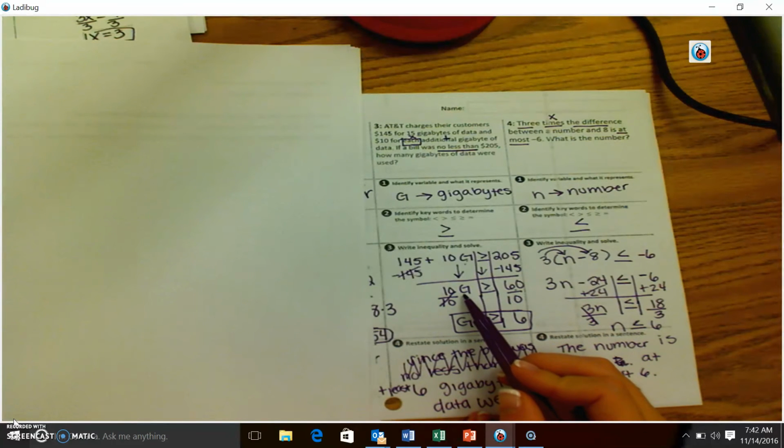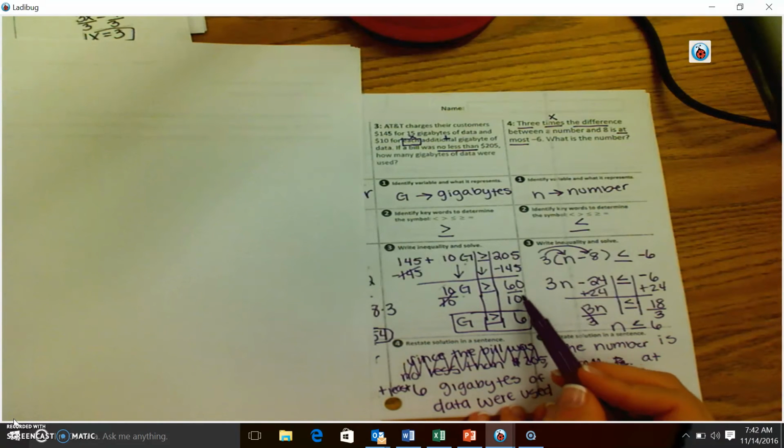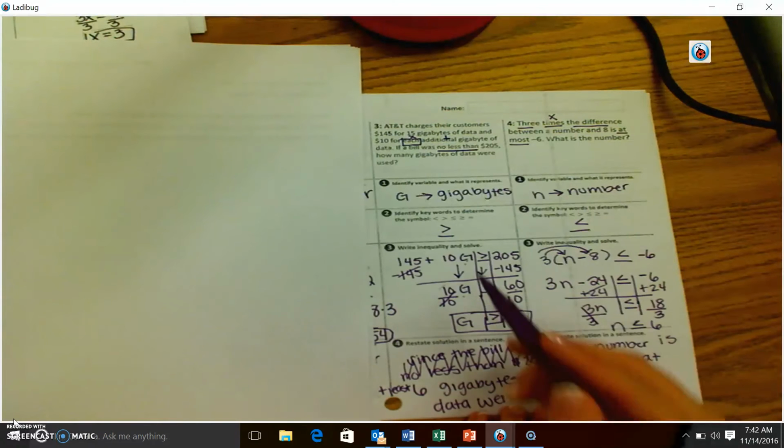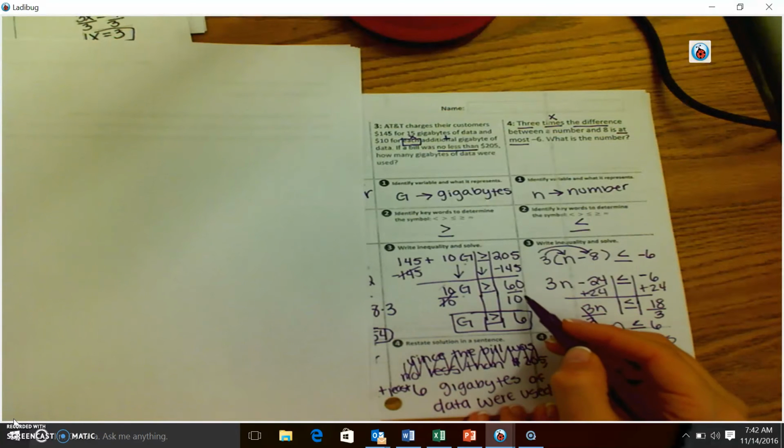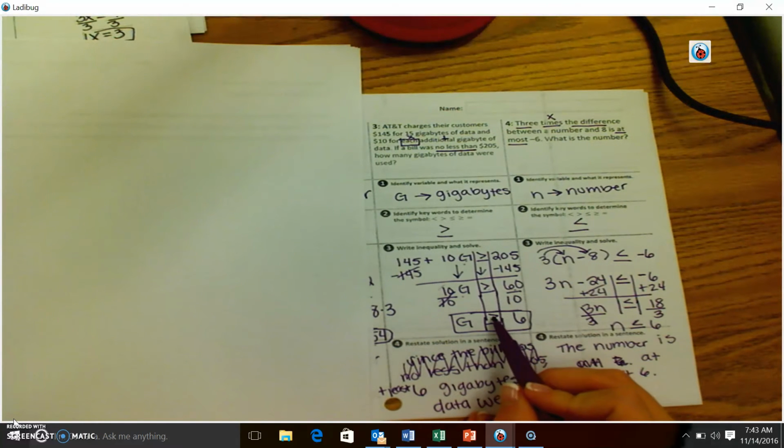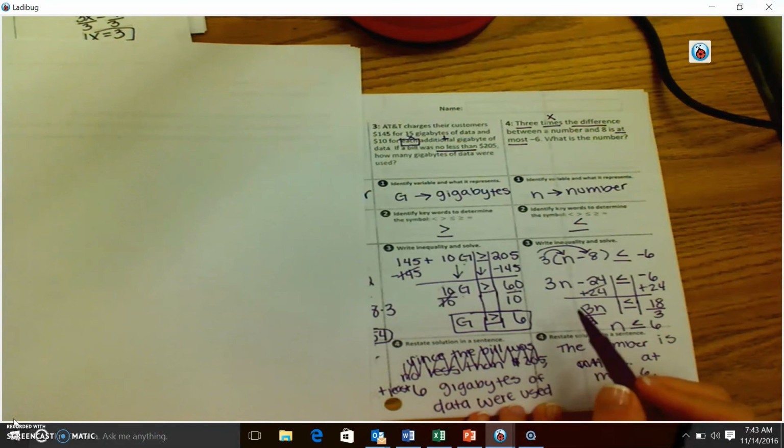But G is still not alone, so we need to get it alone. So we're multiplying, and the opposite of multiplying is dividing. So we divide by 10, and whatever we do to one side, we do to the other. So we did not divide by a negative number, so our sign still stays the same way. So we have G is greater than or equal to 6.